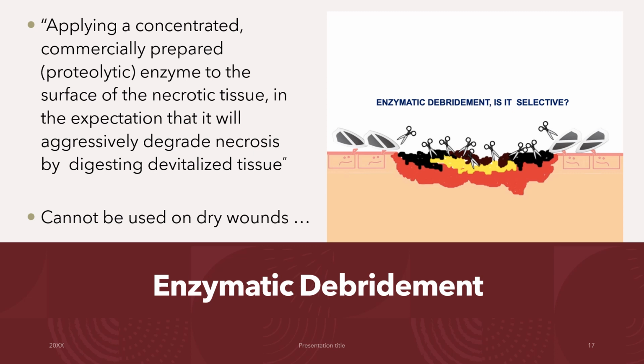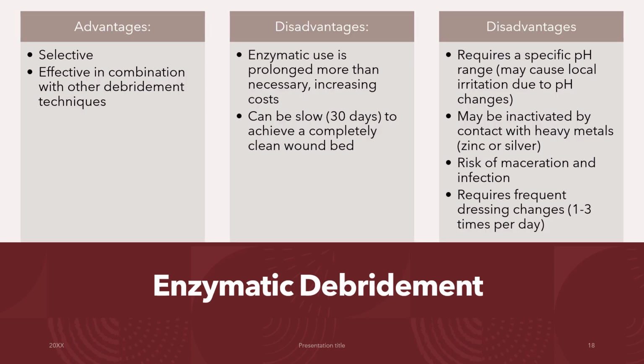It's enzymatic debridement. Enzymatic debridement is the application of highly concentrated, commercially prepared proteolytic enzymes, like collagenase enzyme, to the surface of the necrotic tissue in the expectation that it will aggressively degrade necrosis by digestion of devitalized tissues. So what are the advantages and disadvantages? The first is this is highly selective and very effective in combination with other debridement techniques like sharp debridement. The disadvantage is that enzymatic debridement may prolong more than necessary and increase cost.